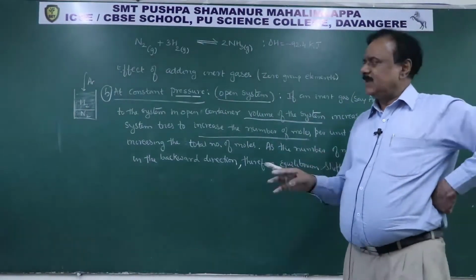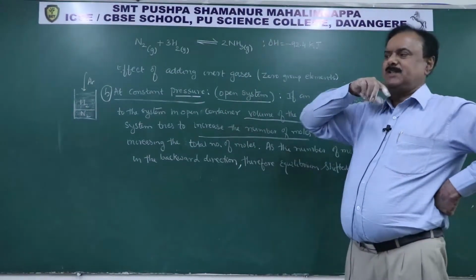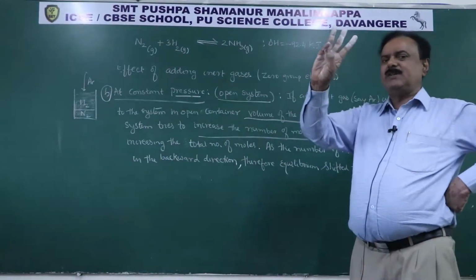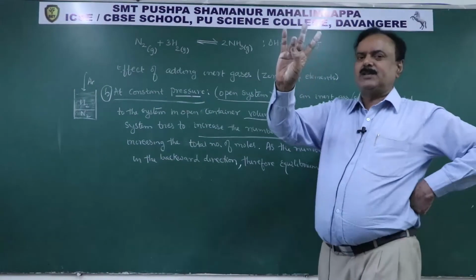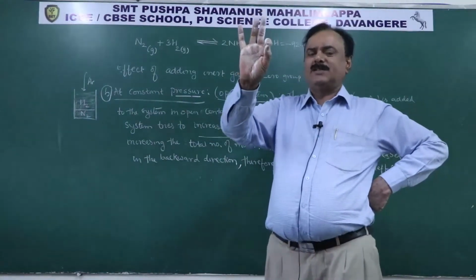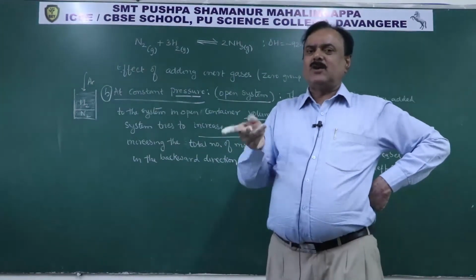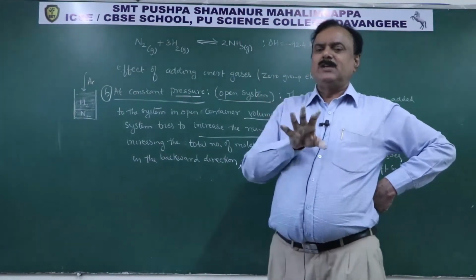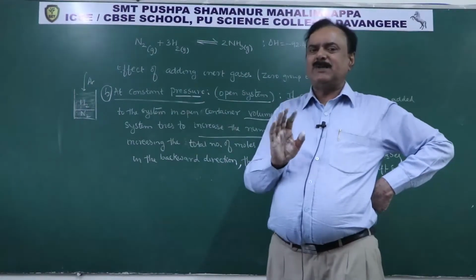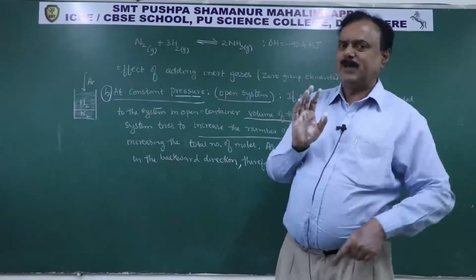Is it clear? This is an open system; that was a closed system. Therefore, now we have the four effects. What is the effect of temperature? What is the effect of concentration? What is the effect of inert gases like argon, at constant pressure and constant volume, when they are added? What is the result? That is explained on the basis of Le Chatelier's principle. Is it clear?